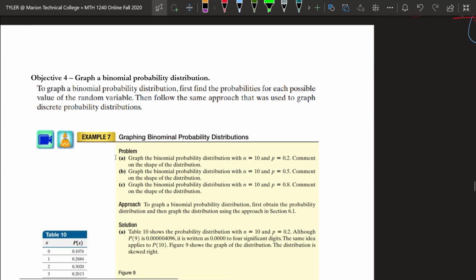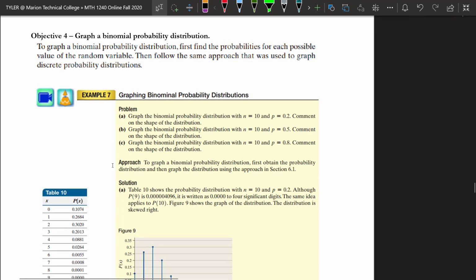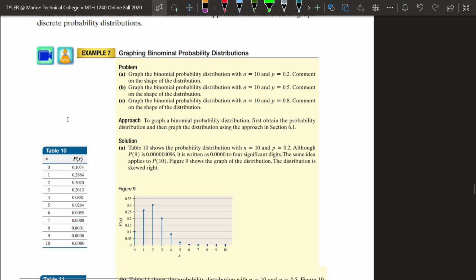Objective 4 is titled graph a binomial probability distribution. If you want to graph a binomial probability distribution, you first need to find the probabilities for each possible value. In other words, you need to create a binomial probability distribution table, and then you just graph it like we did in section 6.1. I have some examples here out of the book that I want to talk about.